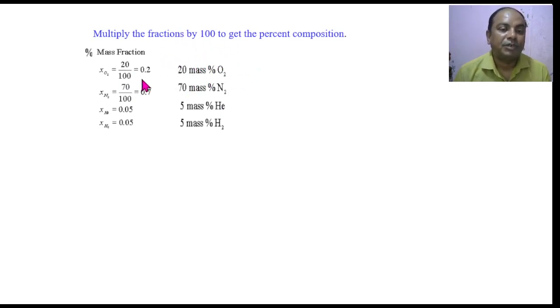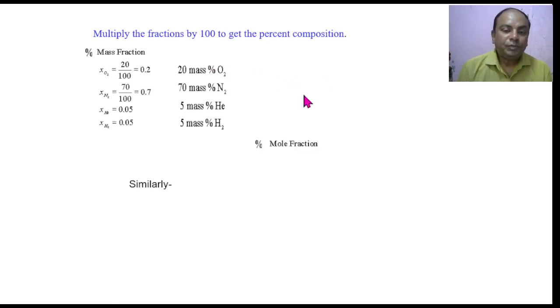For oxygen, suppose 0.2 was the mass fraction, multiplied by 100, what we get is 20 mass percent of oxygen. Similarly, nitrogen 0.7 mass fraction multiplied by 100, what you get is 70. That is, multiply this fraction by 100 to get the percentage composition. So here we have calculated the percentage composition of each of the constituents comprising the stream.